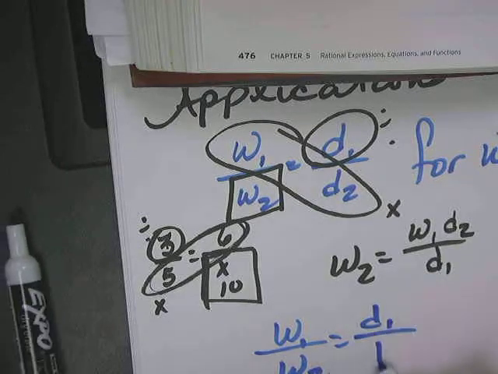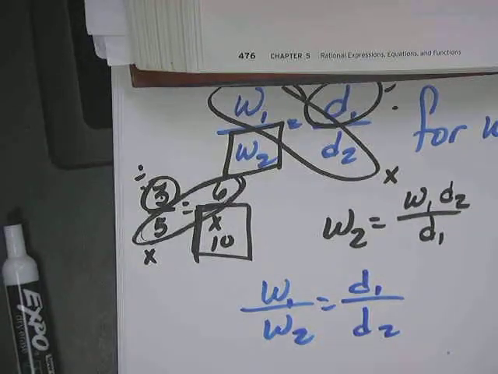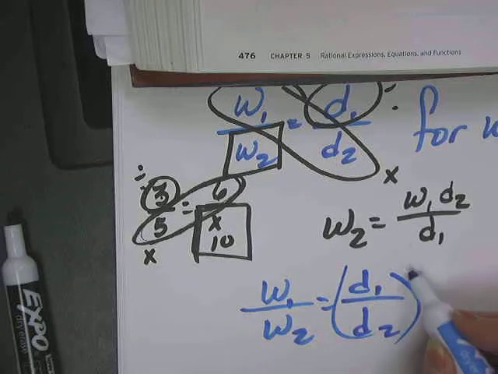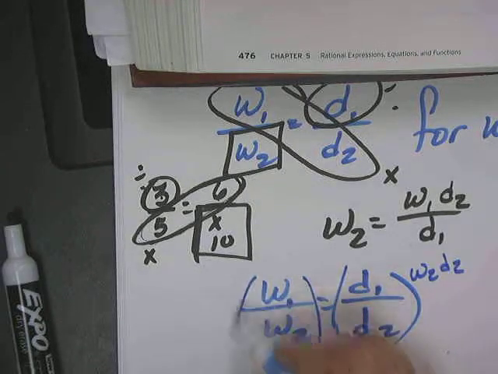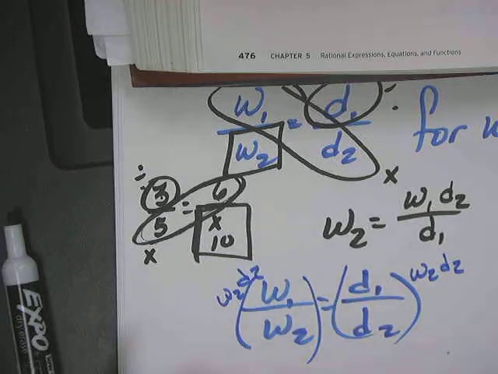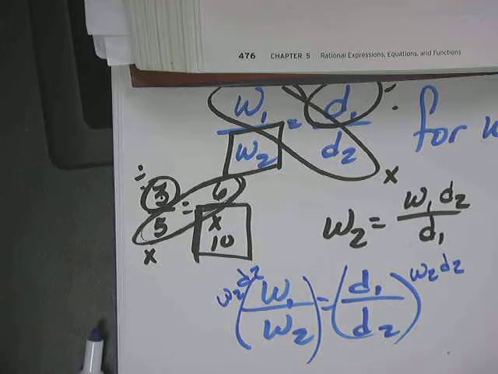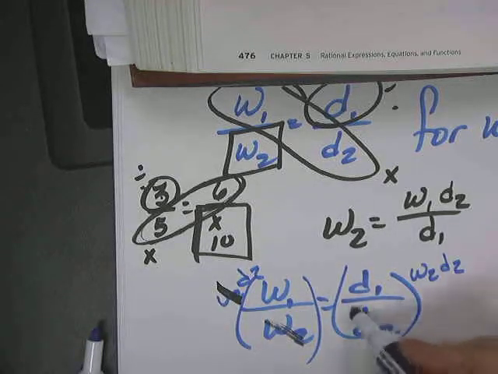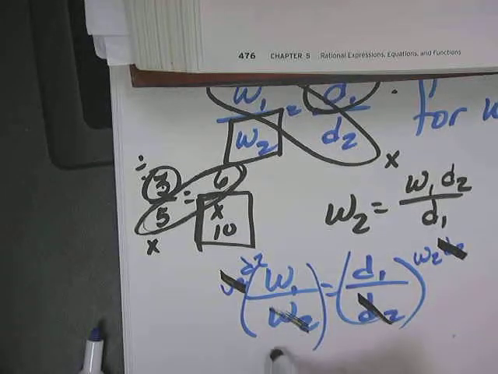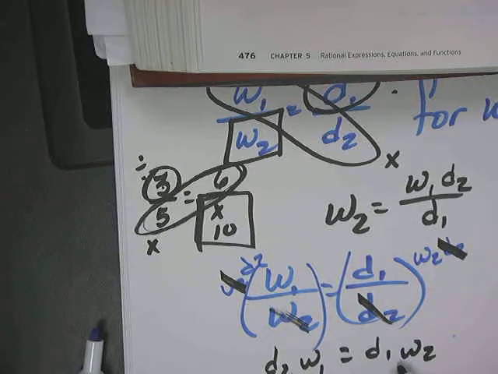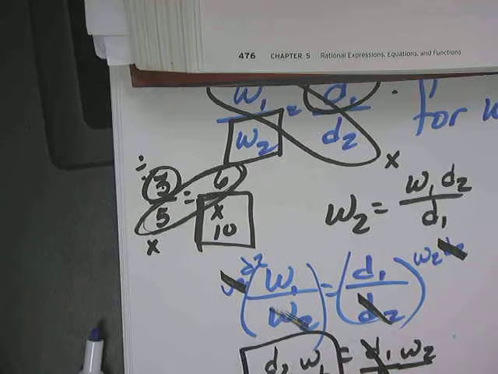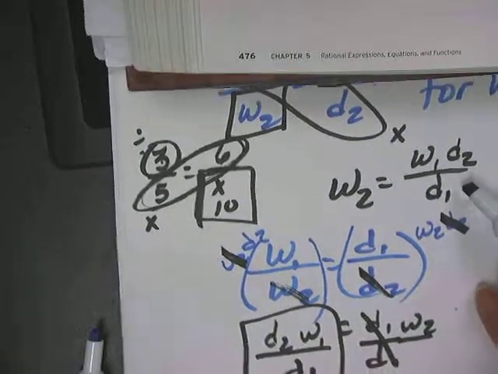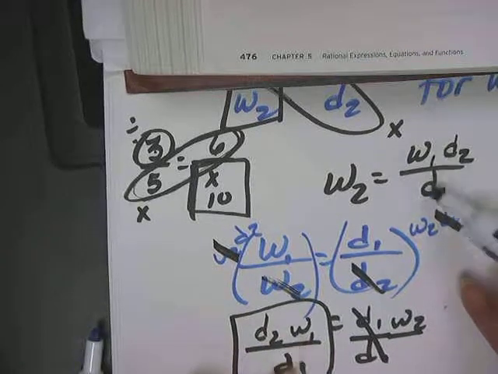Say W1 over W2 equals D1 over D2. Okay, what you could do is multiply by the common denominator, W2 D2. This sounds like R2D2. And that gets rid of that. That gets rid of that. So you have D2W1 equals D1W2. To solve for W2, we divide by D1. Which gives us the same thing, and just in a different order, right?